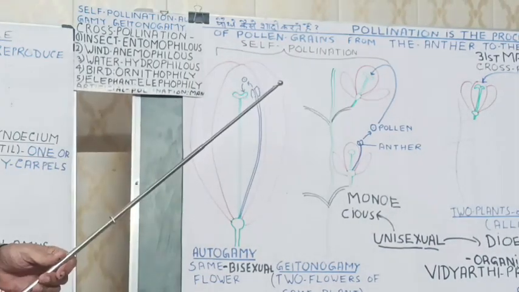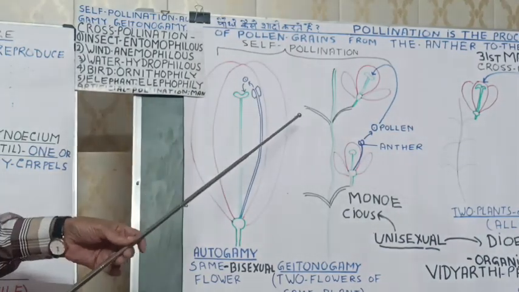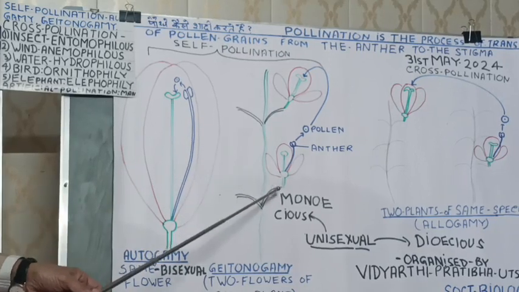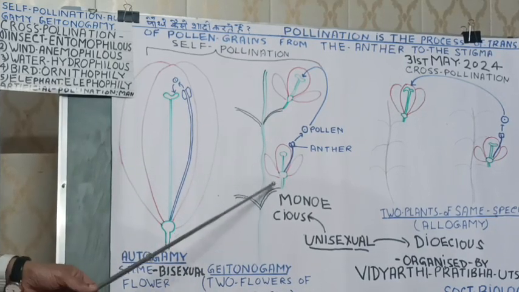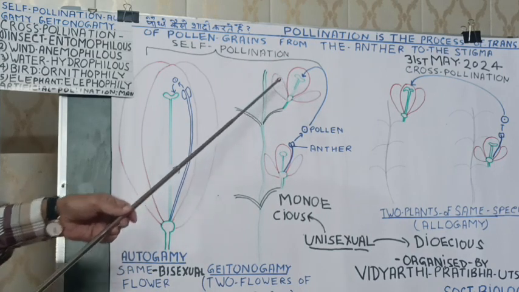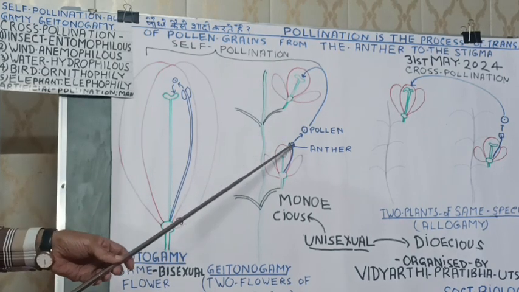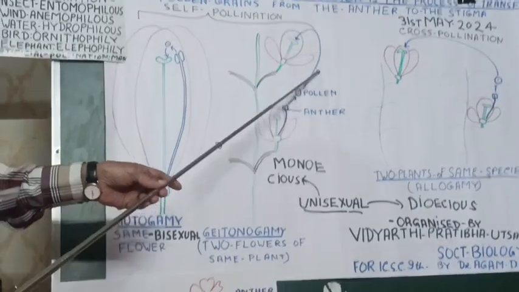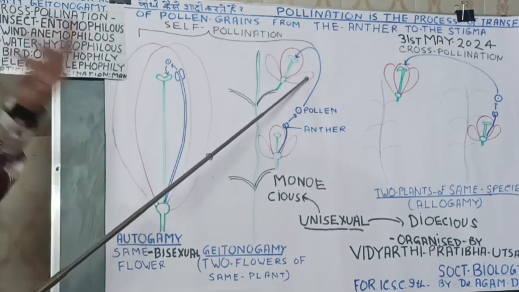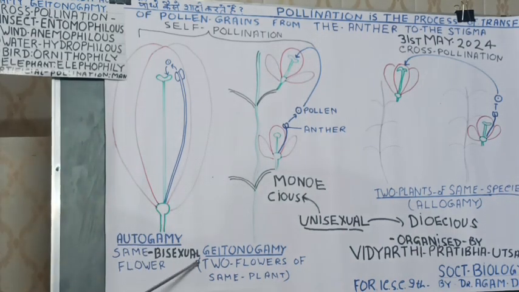The second condition is that, of course, it is also self-pollination, but here the plant is unisexual and monoecious. Male and female flowers are separate but growing on the same plant. So the pollen from anther lobes come to fall on the stigma of another flower present on the same plant. It is called geitonogamy.